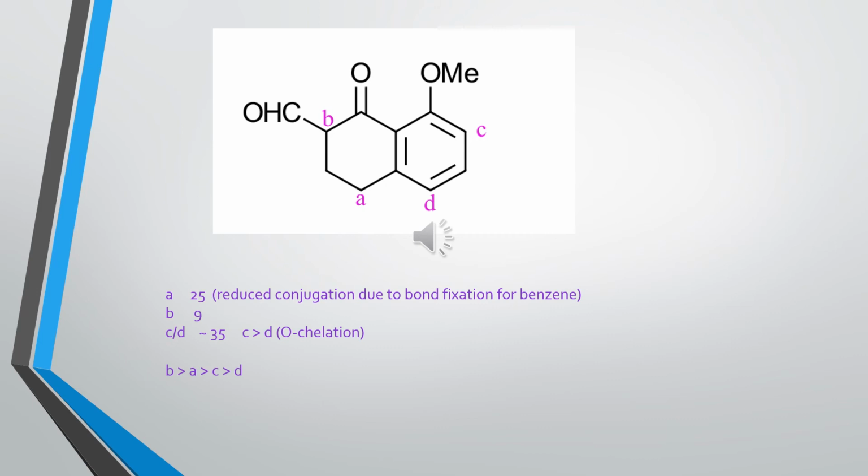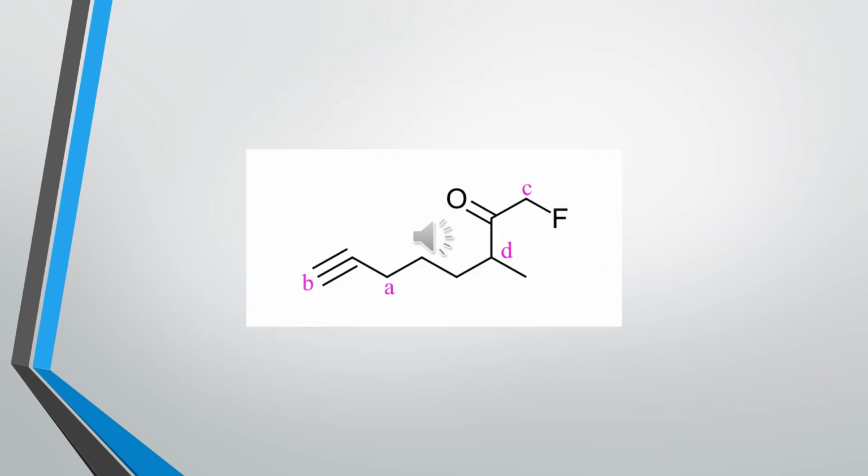C and D are sp2 carbon hydrogen sites, but C is more acidic than D. Why? Because the anion at site C is going to involve interaction with some metal, right? In some sort of acid-base reaction, some counter ion, and that's going to be stabilized by chelation by the neighboring methoxy group. So we say that C is more acidic than D, and there's your order. B is greater than A is greater than C is greater than D.